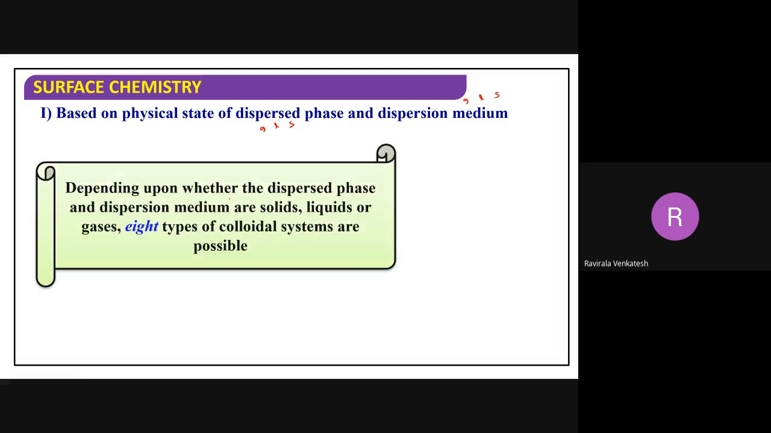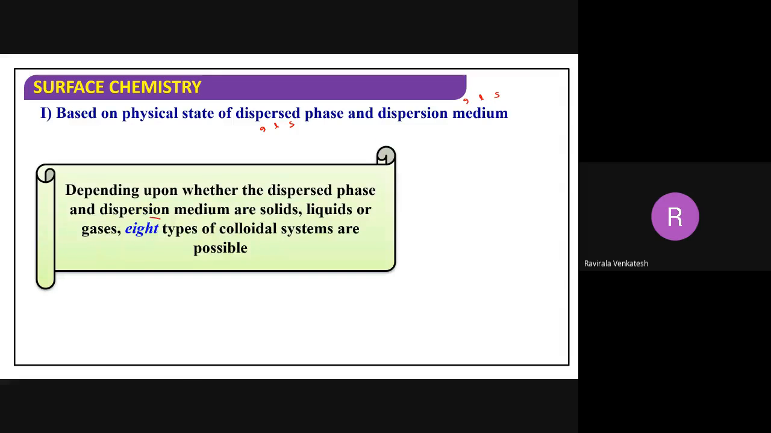Now let me discuss here. There are 8 types of colloid systems. But true solutions, how many types? 9 types are there, which we discussed in the solution chapter. That means gas in gas, gas in liquid, gas in solid. Similarly, liquid in liquid, liquid in gas, liquid in solid, and solid in solid, solid in liquid, solid in gas. 9 types are there for true solutions. But colloids are 8 types only. Except gas in gas, remaining all we can write.